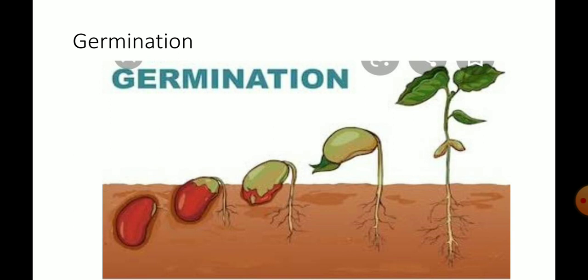If these conditions are fulfilled, a seed grows into a seedling. This process of a seed growing into a seedling is called germination. So what is germination? The development of a new plant from a seed under the right environmental conditions. That means from a seed a new plant is growing with the help of light, water and sunlight. If it gets all these things properly, then a seed develops into a seedling. This process is known as germination.